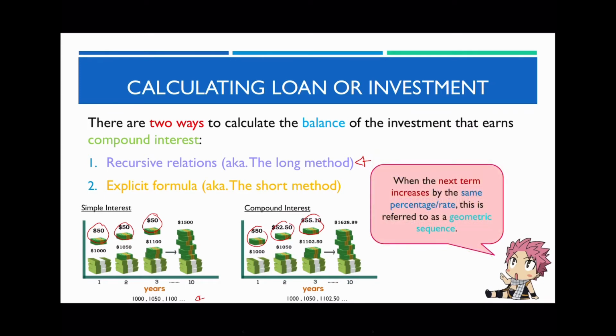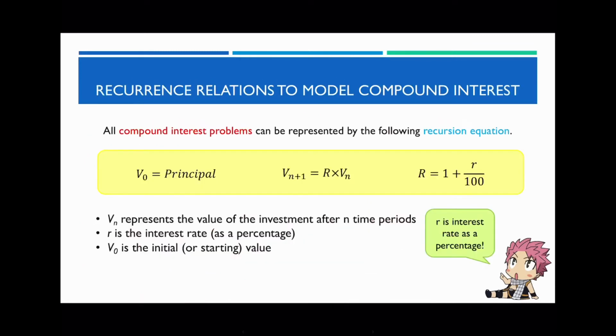Because of that, this follows something referred to as a geometric sequence, okay? A geometric sequence is characterized by where the next term increases by the exact same rate, or the exact same percentage in this case. This is referred to as geometric. And you're going to learn more about this in the following years, especially in year 12.